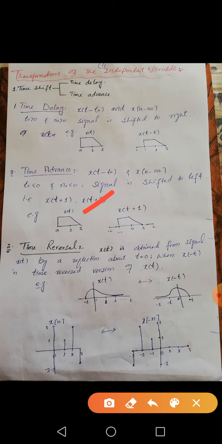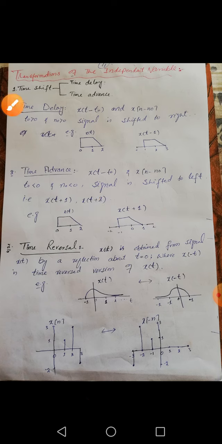So if you see, this is the given signal which does start from 0 and end at 2, and this is the sketch of x of t plus 1. If you see, it is shifted to the left with respect to x of t. The x of t does start from 0 and ends at 2. However, x of t plus 1 does start from minus 1 and ends at 1. So you see that it is shifted to the left. This is the time advance.